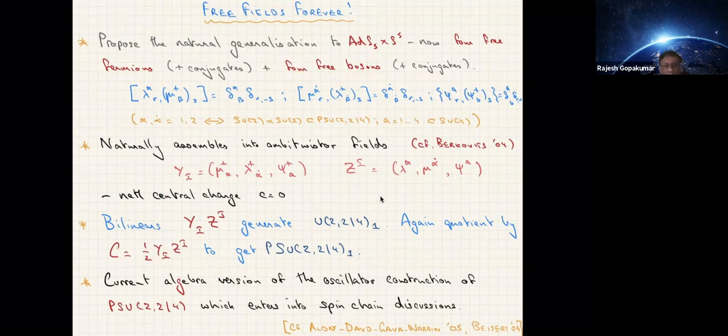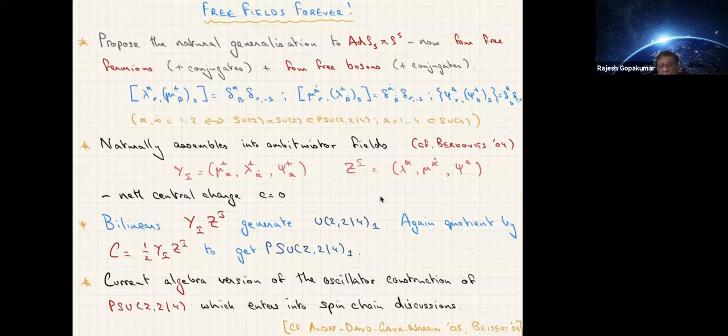This is what I had mentioned earlier, but now let me explain the notation. The lambdas and the mus, as well as the lambda daggers and mu daggers, are the bosons. And they have indices alpha or alpha dot, which take values 1 to 2, and they are in the SU(2) times SU(2), which is a subgroup of the PSU(2,2|4).